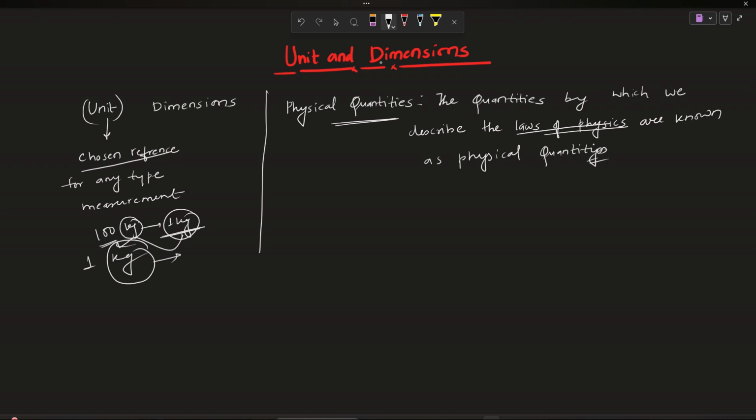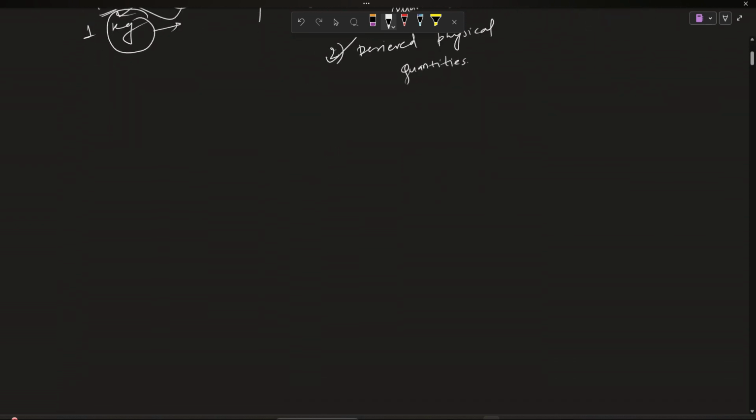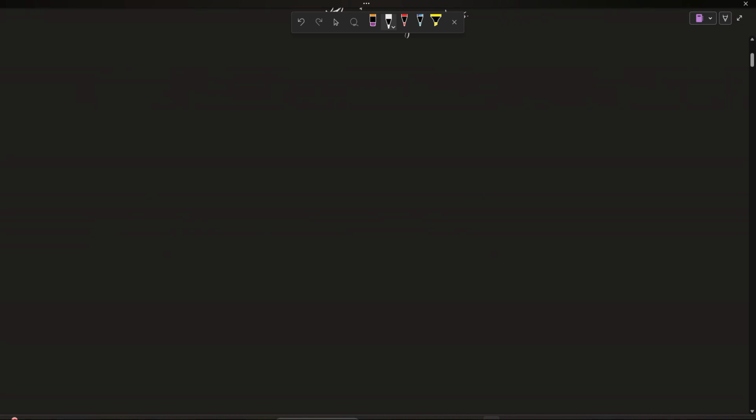These physical quantities are divided into two types. First is fundamental physical quantity, and second is derived physical quantity. These two are the types of physical quantities that we have. Now let us go one by one. First thing, fundamental physical quantities.